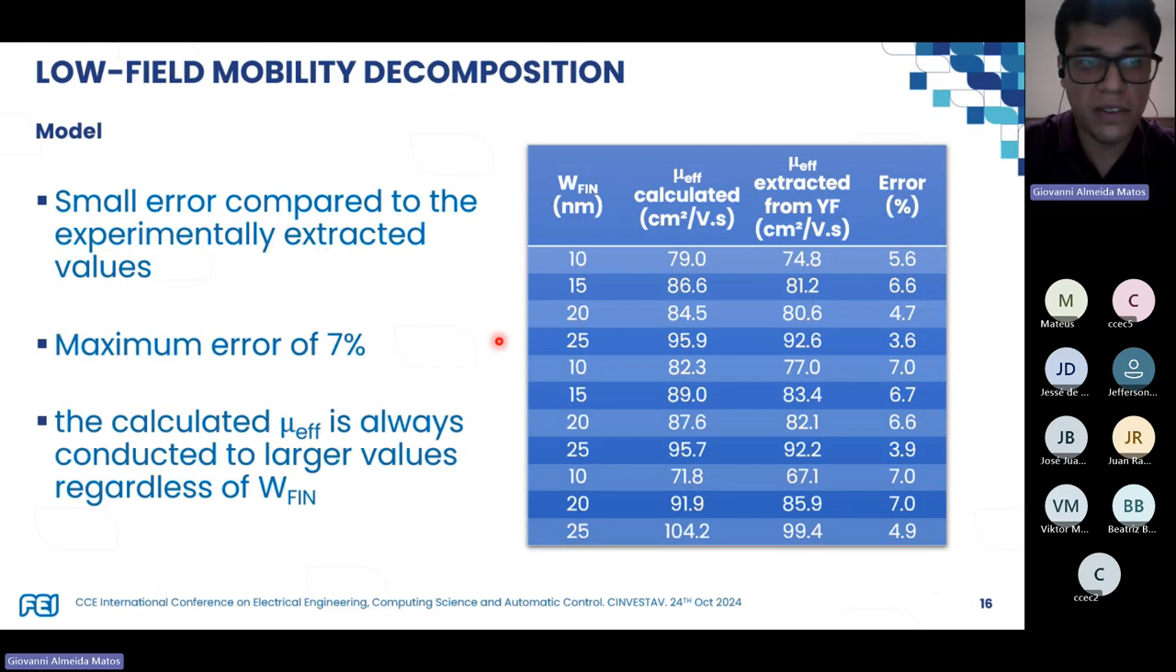We compare the effective mobility calculated from that equation and the effective mobility extracted by the Y function, and we got a small error, with a maximum error of 7%. The effective mobility calculated from the equation tends toward larger values regardless of the fin width.